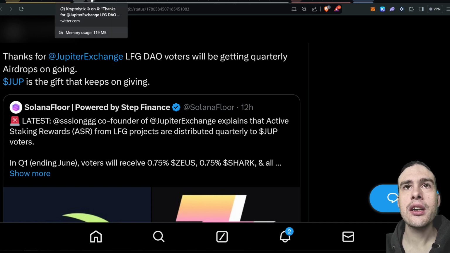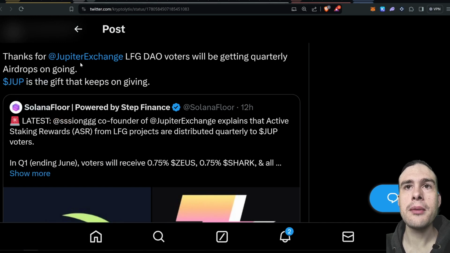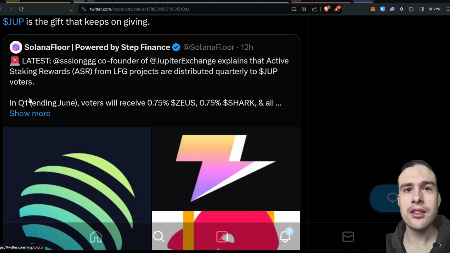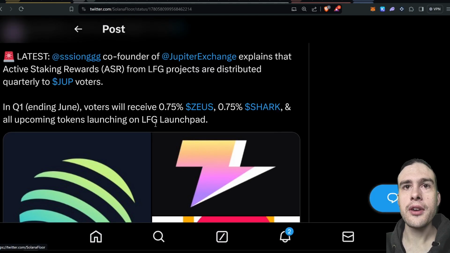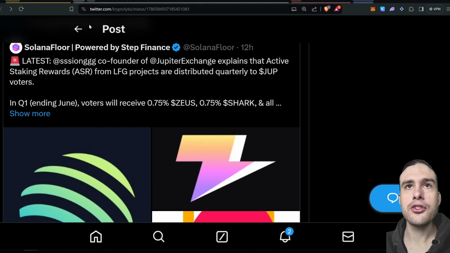Now, I'll go through Sharky briefly. With regards to Sharky, just remember, LFG DAO voters will be getting quarterly airdrops ongoing. So if you didn't get the Sharky airdrop, that's fine, because in Q2 is most likely when you will get that. We'll also probably get more Zeus and whatever else, essentially whatever comes. The airdrops for the LFG are quarterly. So just keep that in mind. If you didn't get anything for Sharky, then you probably will in the Q2 airdrop period.